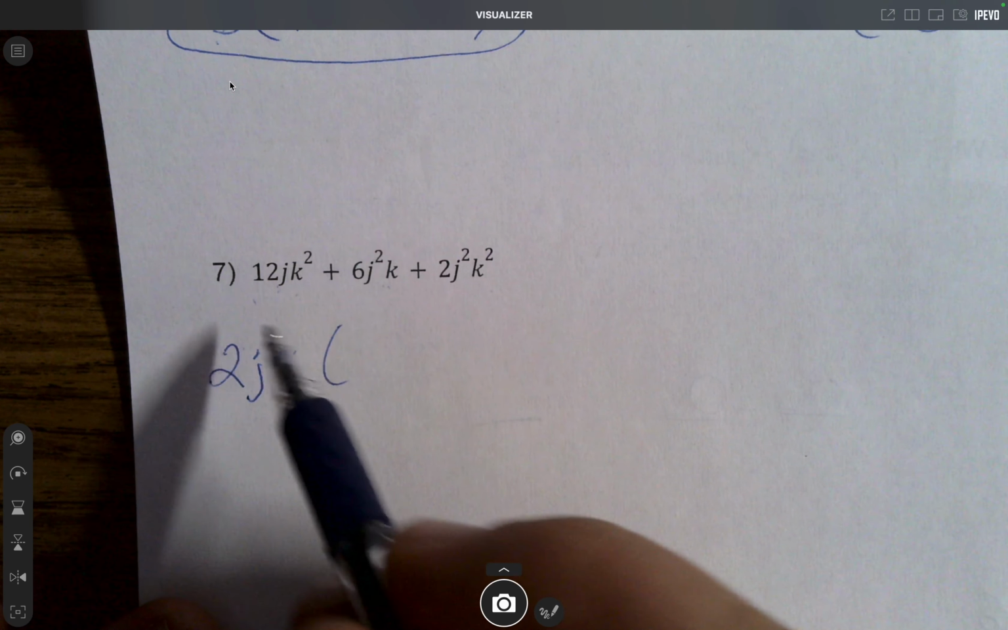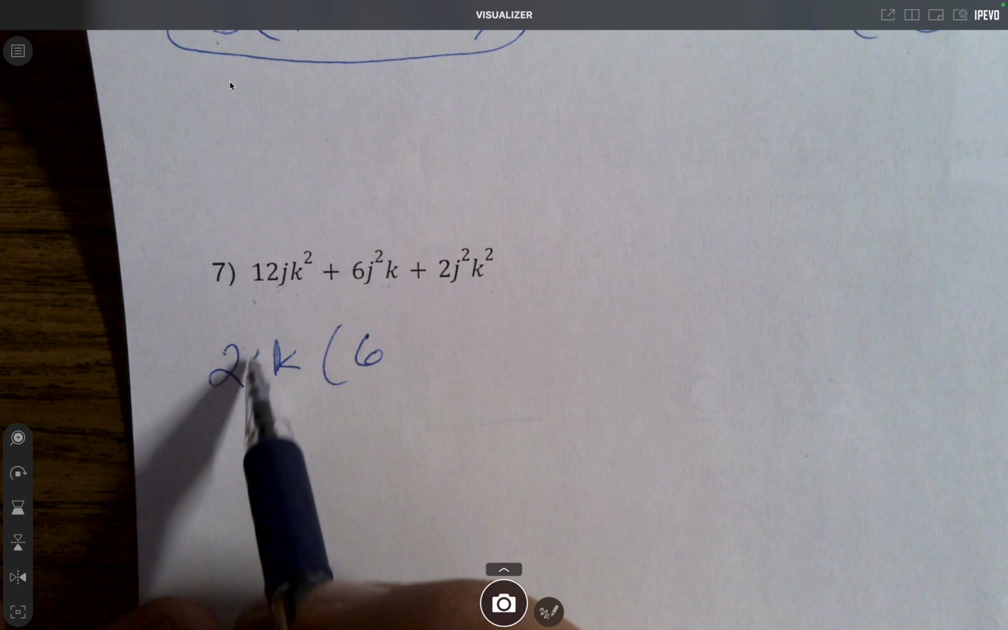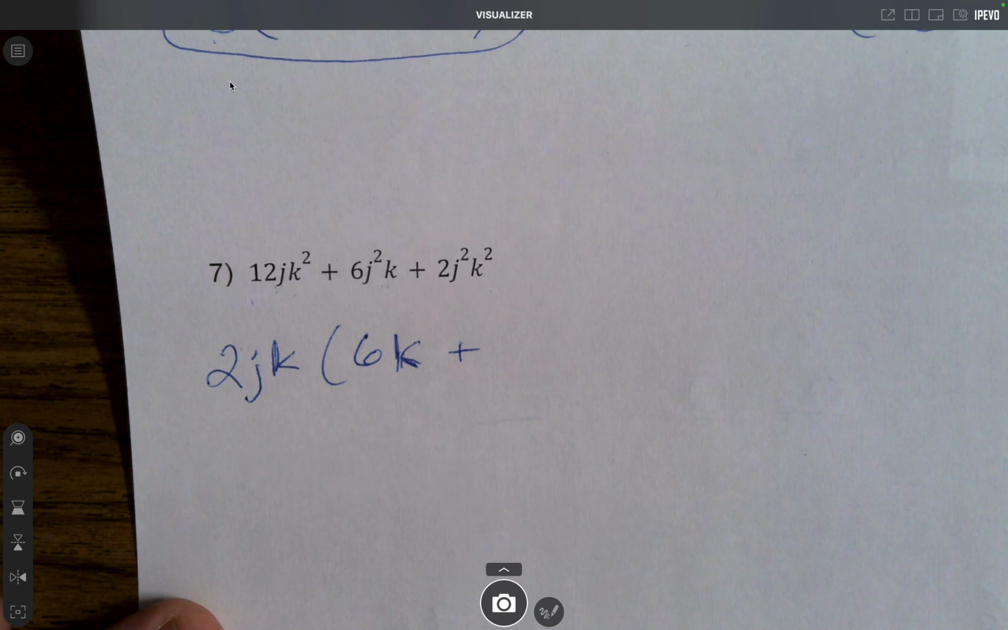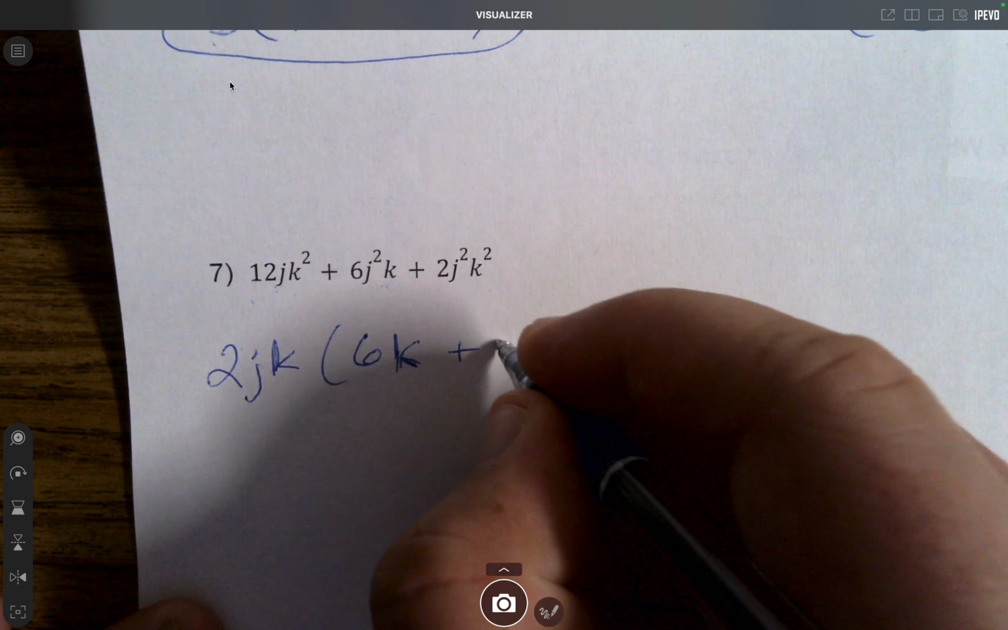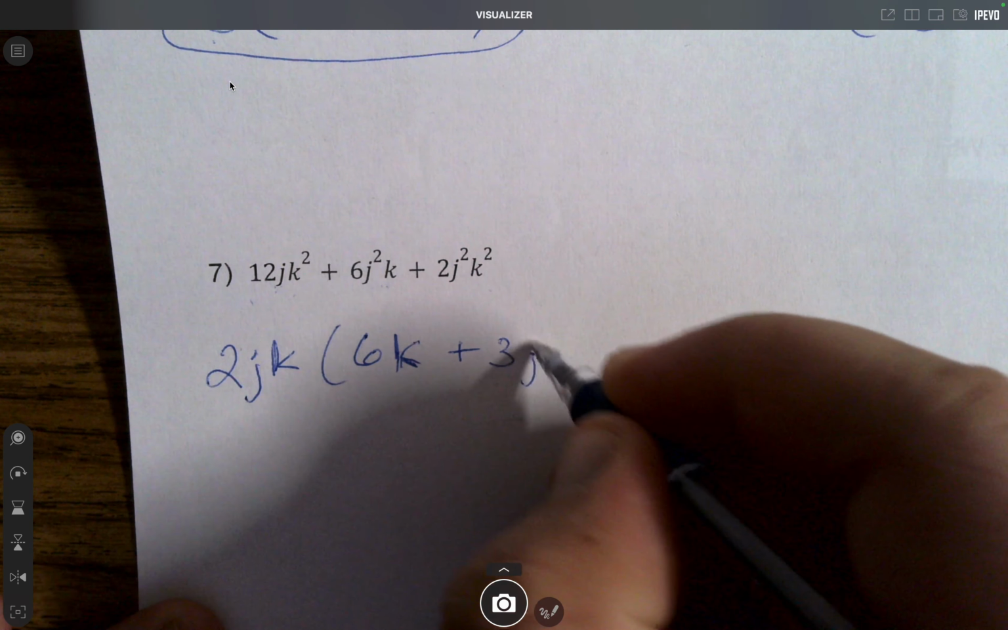So with the numbers we just divide, 12 divided by 2 is 6. We took away its only j, but we took away one of its k's, so there's still 1 left over. Then we do 6 divided by 2 for the middle term. 6 divided by 2 is 3. We took away one of its j's, leaving 1 left over, but we took away its only k, so it has no k's.